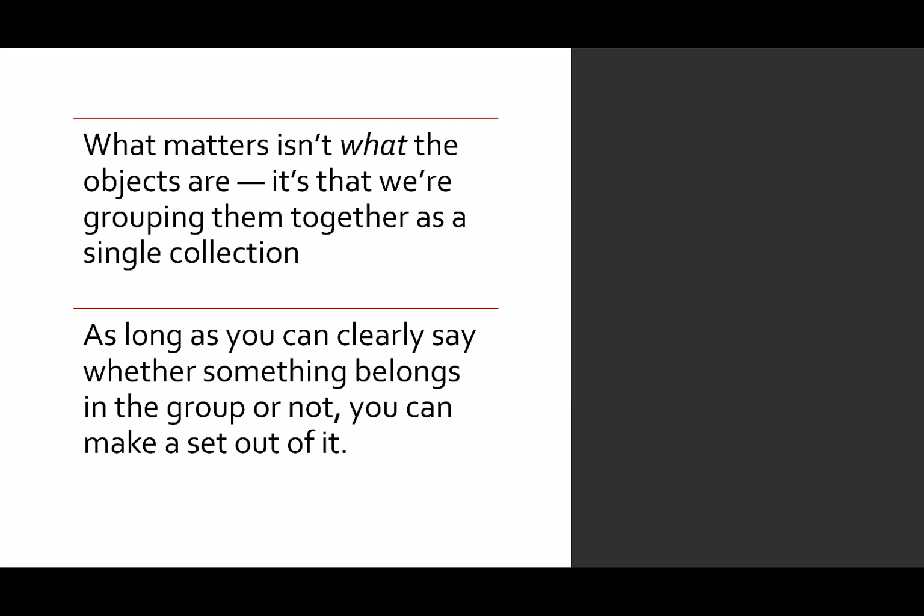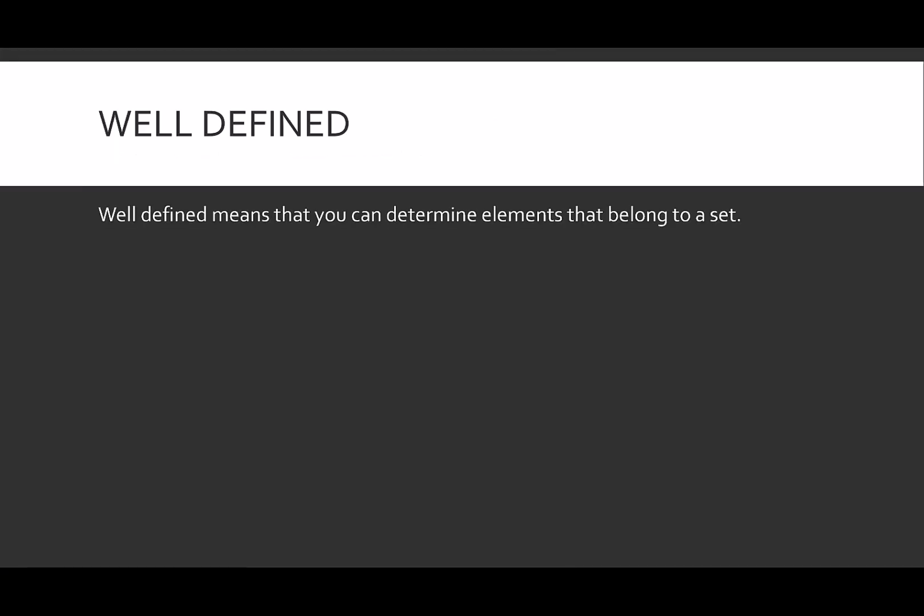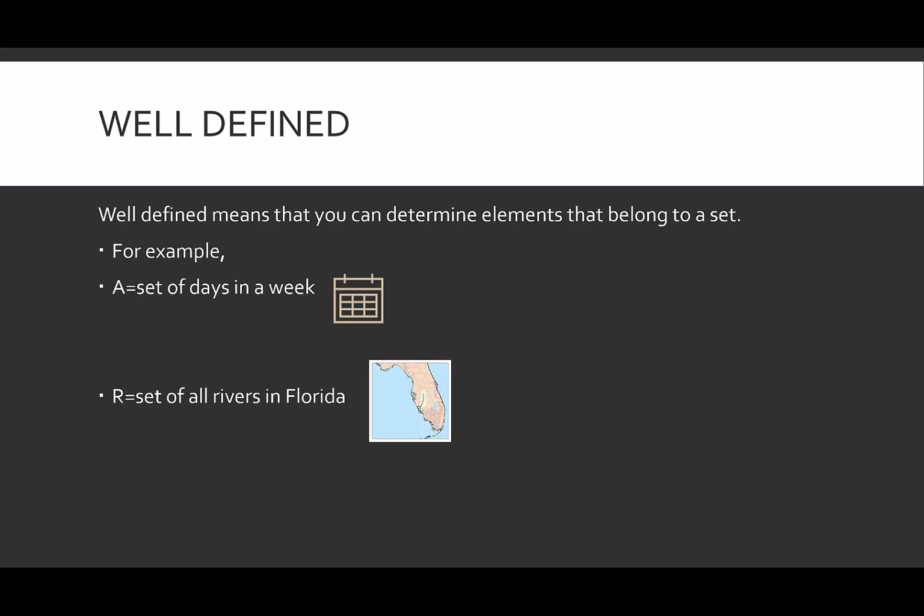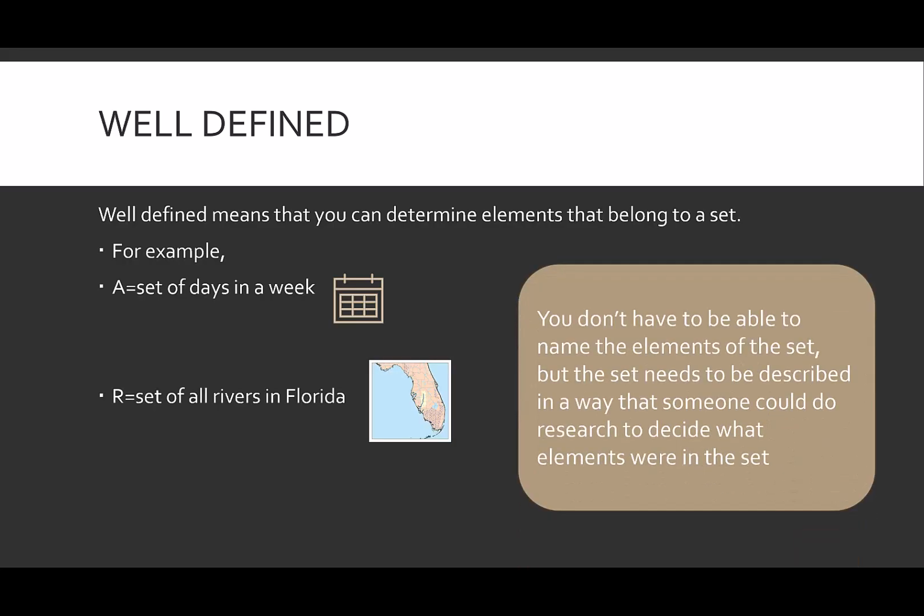When looking at sets, what matters isn't what the objects are, it's that we're grouping them together as a single collection. As long as you can clearly say whether something belongs in the group or not, you can make a set out of it. This means sets need to be well-defined. Well-defined means that you can determine elements that belong to a set. For example, A equals the set of days in a week, or R is the set of all rivers in Florida. You don't have to be able to name the elements of the set, meaning you don't have to be able to name all the rivers in Florida.